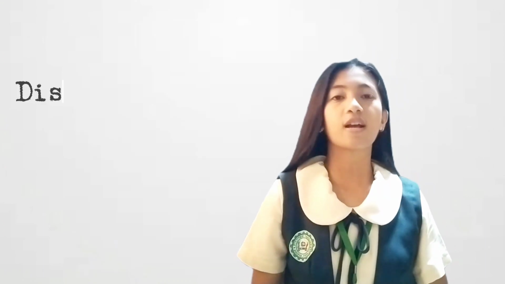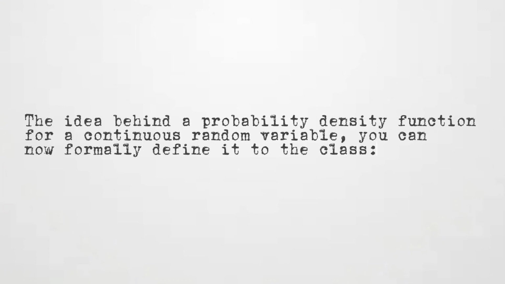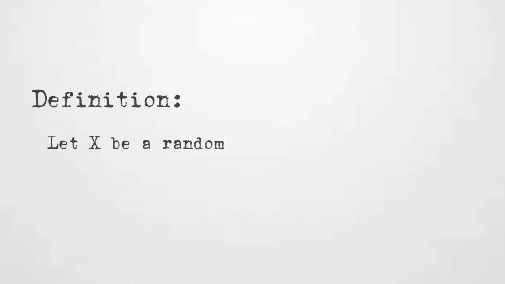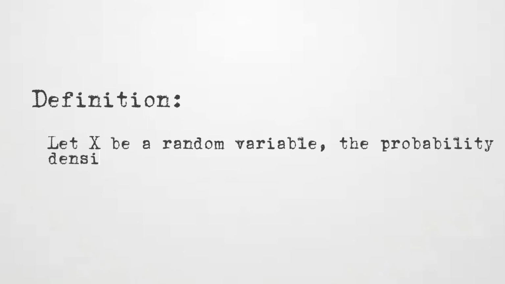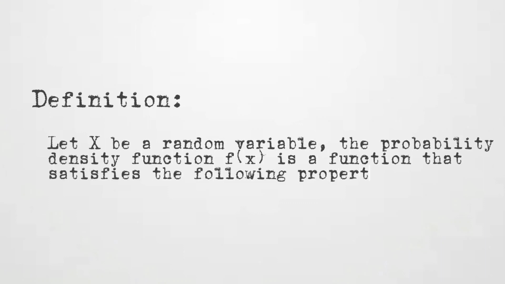So, discussion: probability density functions. The idea behind probability density functions of continuous random variables, we can now formally define to the class. Definition: Let X be a random variable. The probability density function f(x) is a function that satisfies the following properties.